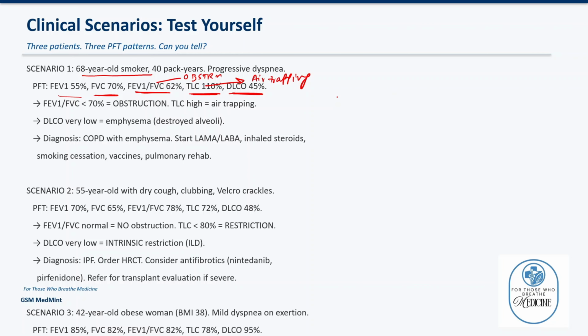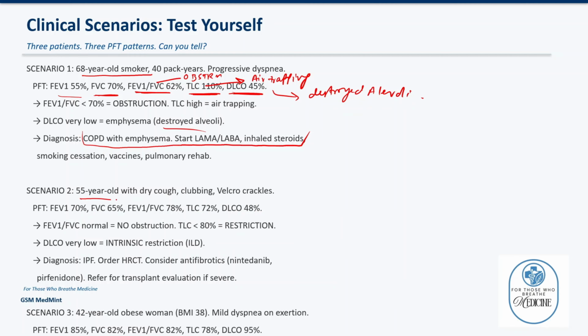And the DLCO is very low, so destroyed alveoli. We see this is COPD with emphysema. Of course, so this is COPD with the emphysema. So we should start the LAMA plus LABA and add the inhaled corticosteroids if frequent.